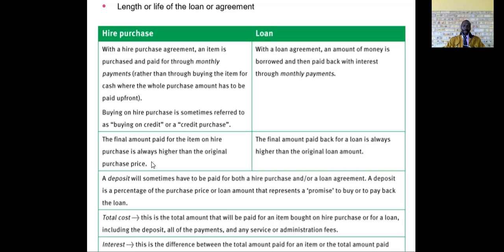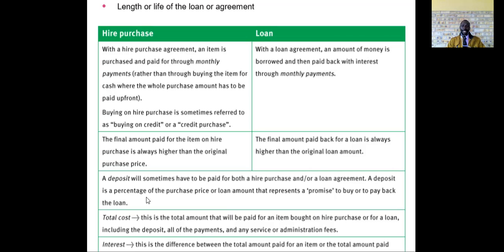A deposit will sometimes have to be paid for both hire purchase and loan agreement. Yes, sometimes before the bank gives you some money in terms of loan, they first want you to pay some initial deposit. Now, for the case of a loan, the bank will just cut from what they have to give you. Now, a deposit is a percentage of the purchase price or loan amount that represents a promise to buy or pay back the loan. That's the deposit. It's very much like the commitment. You want to buy something, well, show the commitment that you are really interested in buying that item.